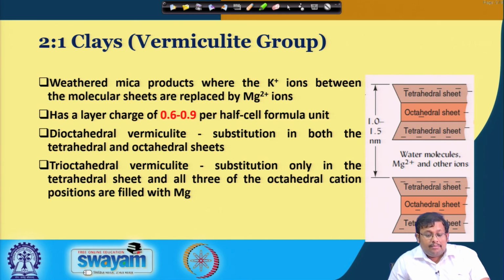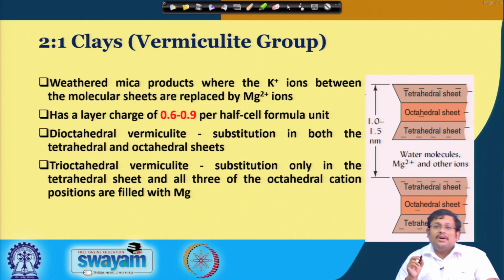group is formed. So, this is the weathered mica product where the potassium ions between the molecular sheets are replaced by magnesium, and this is one of the major distinguishing characteristics and differences from illite. In illite, the interlayer space was occupied by potassium ion. However, when further weathering goes on, this potassium ion gets replaced by water molecules as well as magnesium and other ions. So, there is a dominance of magnesium in the interlayer space in the case of vermiculite, and it has a layer charge of 0.6 to 0.9 per half cell formula unit.